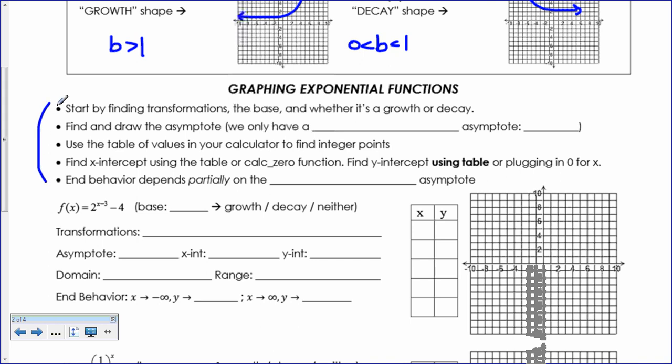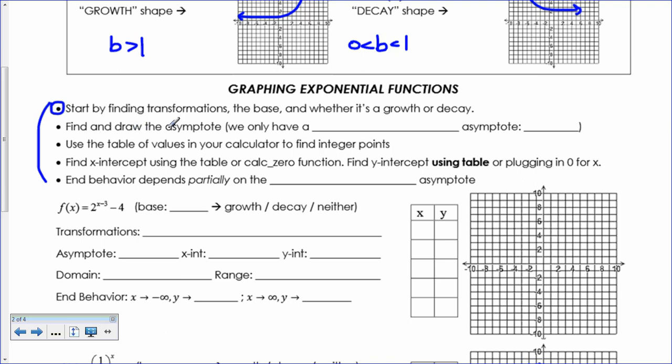So the first thing you want to start with is a good foundation on understanding what the graph should look like, what the picture should look like. So the first few things you want to look for is what are the transformations, what's the base, and based on that, is it a growth or a decay? That's going to help you out in determining what the picture should look like. After that, we're going to actually draw the shape itself.